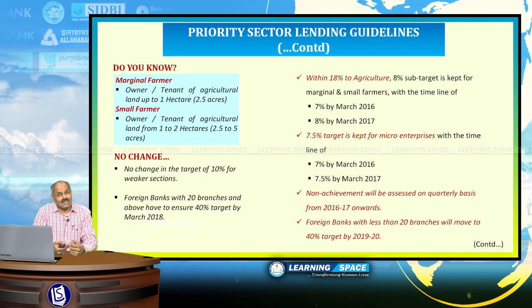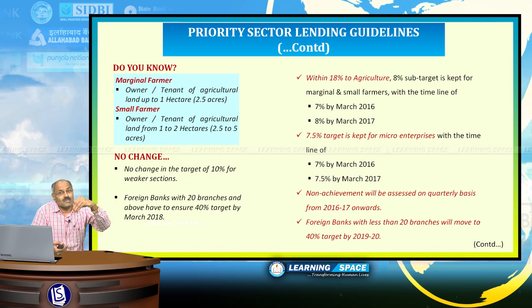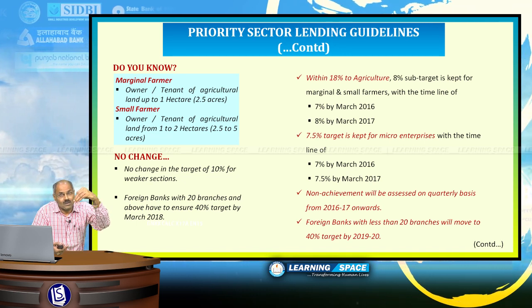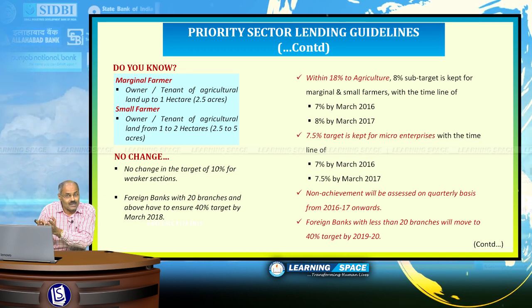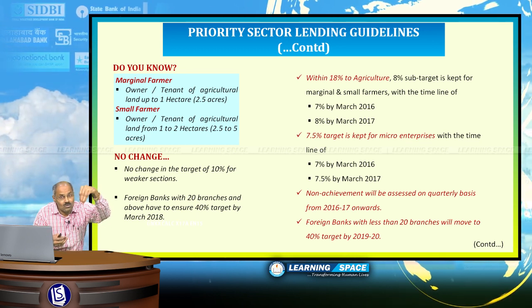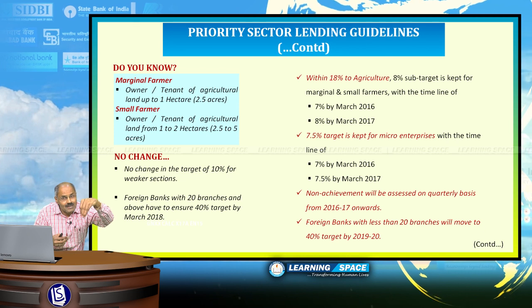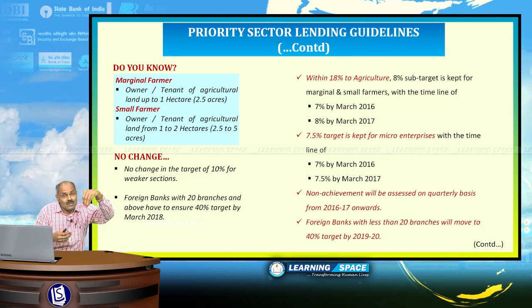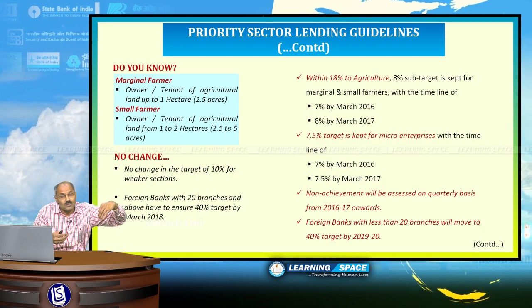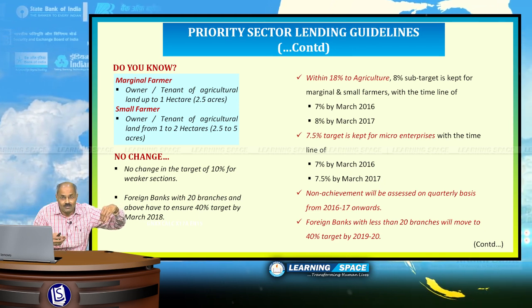What about the details? When you go into the details, within the 40% there is a sub-target of 18% for agriculture. Out of 40% total loans, 18% should go to agriculture, and out of that 18% to agriculture, they have to give 8% to small and marginal farmers.